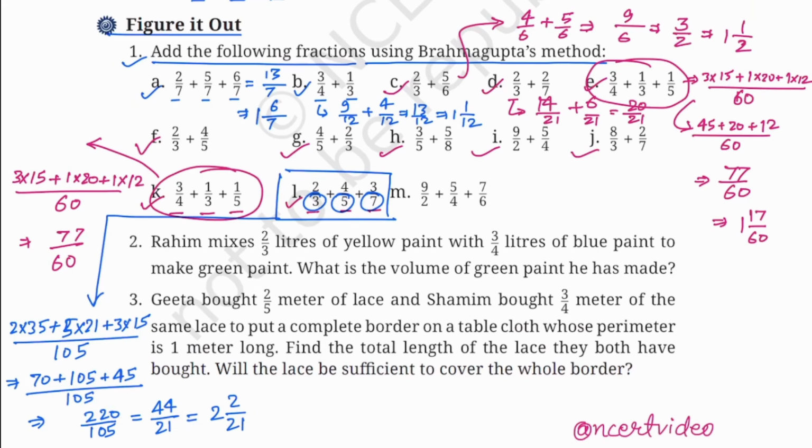Similarly, M. Common multiple of 2, 4, 6 is 12. 9 multiplied by 6, 5 multiplied by 3, 7 multiplied by 2.